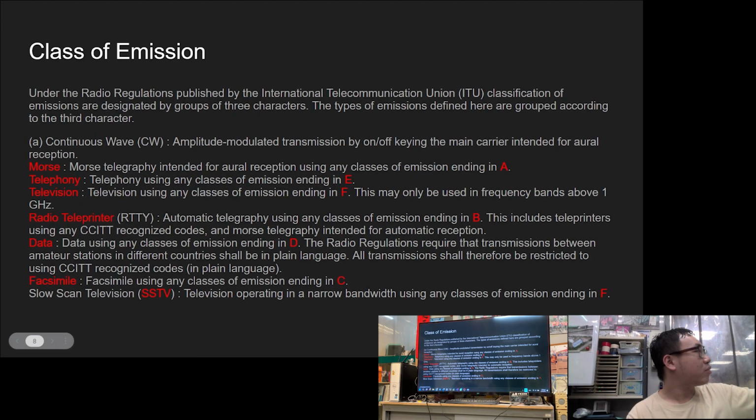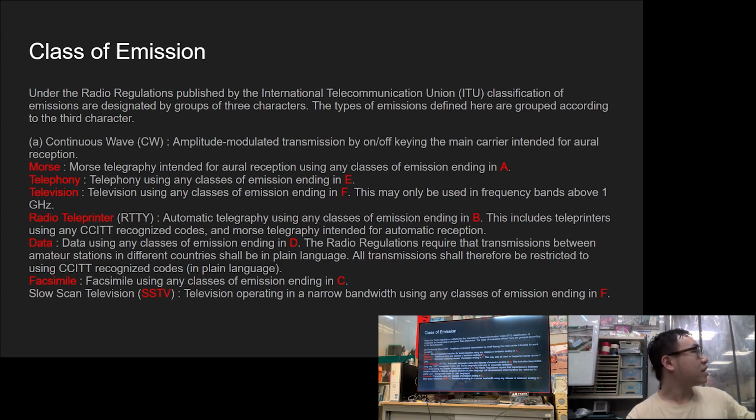And RTTY, radio telegraph. This is the automatic Morse. So we are using a machine to type the Morse for you. Auto Morse code. This is written in B. Data is written in D.